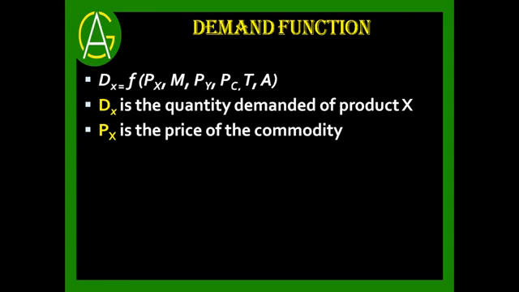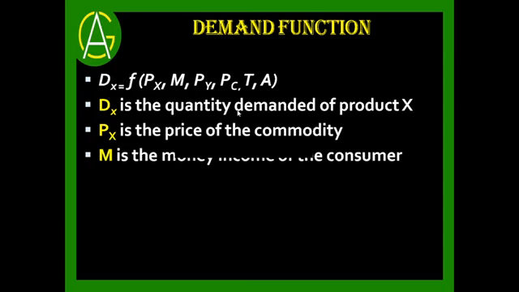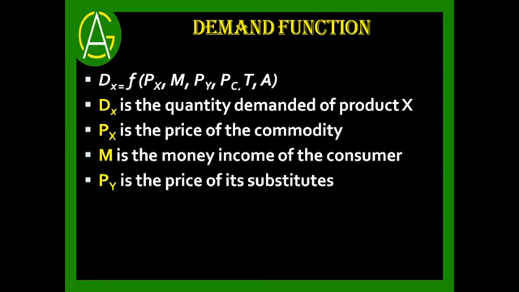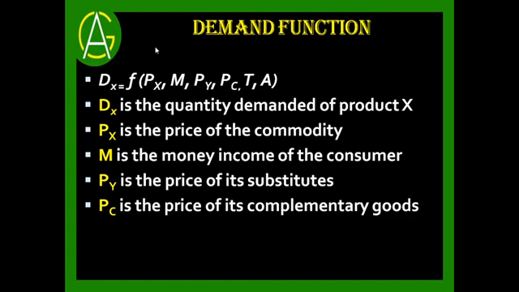P of X, that is the price of the commodity X. It means that the price of a commodity affects the demand for the commodity. Then comes M. M stands for money income of the consumer. When income of the consumer increases, demand will increase, and when income decreases, demand will decrease. Then P of Y. Y stands for substitute goods, so the price of substitute goods will also affect the demand of this product. Then P of C stands for price of complementary goods. When the price of complementary goods changes, this will change the demand for product X.